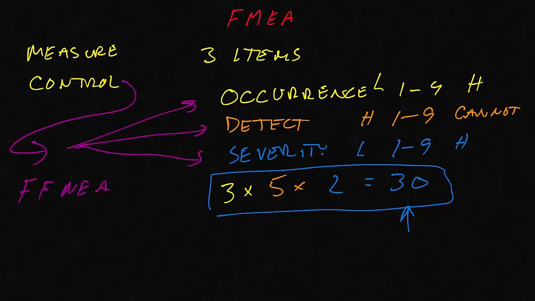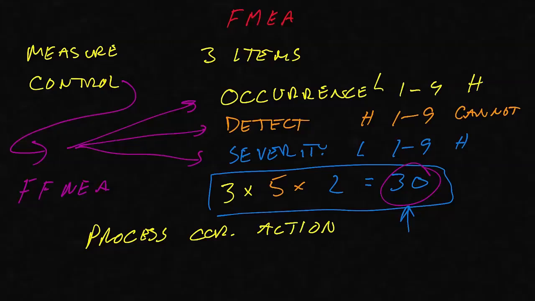And for those future failure modes, we do our calculations here, figure out their score. But then here's a difference. While in the measure phase, we use those scores to rank and focus our improvement efforts, here in the control phase, we're going to use those scores to guide us to make sure that we write and document processes for corrective actions.